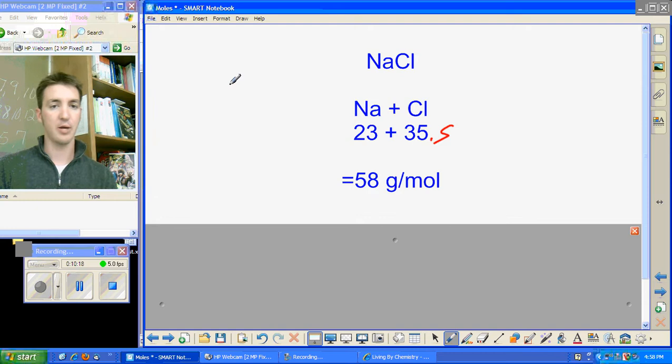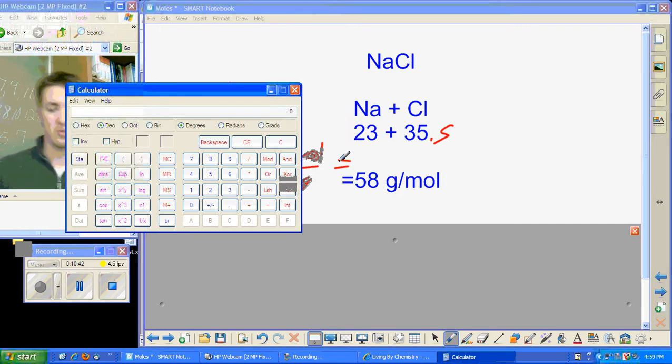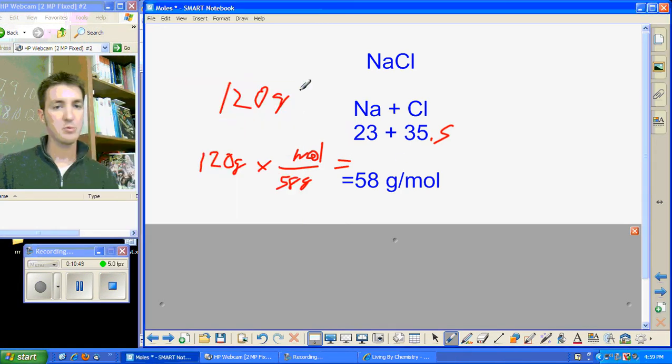So what if I had like 120 grams of it? What would that mean? So if every mole is 58 grams, if I have 120 divided by the 58 grams per mole, that would be 2 moles, just a little bit over, 2.06 moles.